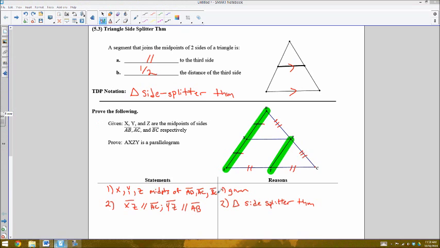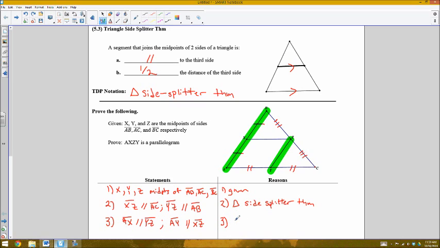Well, since XA is a segment contained within that line, XA will be parallel to YZ, which is one of the sides of the shape I'm trying to prove is a parallelogram. So AX is parallel to YZ. And similarly, AY will be parallel to XZ because AY is a portion of segment AC.